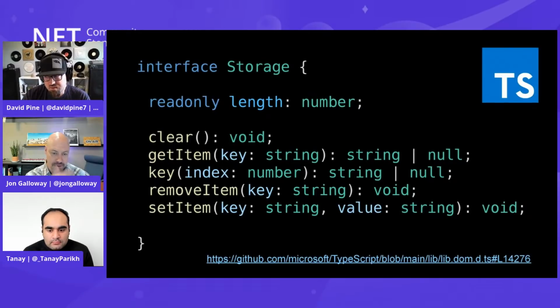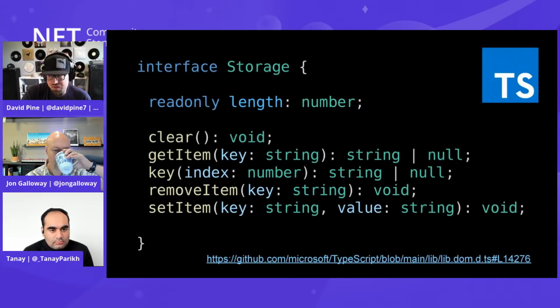So inside the lib.dom declaration file at line 14,276, very specific, right? This is all open source. It's Microsoft TypeScript. It's in the main lib, but this interface is defined. So it's interface Storage. It's got a read-only length, which is a number. It's got a clear method. It's got a getItem given a key string that returns, in this case, a string union type of null, which we would convert to just a nullable string, right? Key given the index, same thing. RemoveItem given the key, and that's just void returning. SetItem given the key and then the value for string, void.